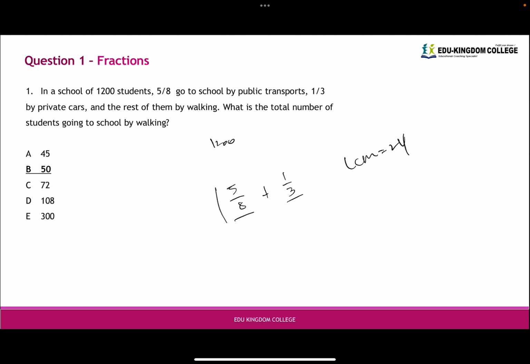Top and bottom here by 3, so that's going to be 15 over 24. Top and bottom here by 8, so you're going to get 8 on 24. Add them together, 23 on 24. Now, that means 1 on 24 do walk.